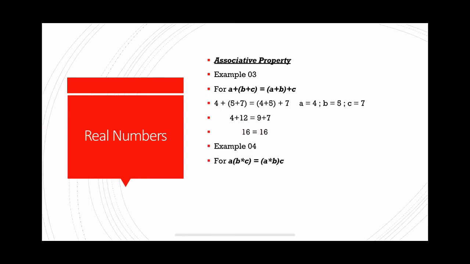For example number 4, we have negative 4 multiplied by (3 times 6) is equal to (negative 4 multiplied by 3) times 6, where a is equal to negative 4, b is equal to 3, and c is equal to 6. So therefore negative 4 multiplied by 3 times 6 is equal to negative 72, which is equal to negative 4 times 3, which is negative 12, multiplied by 6. Therefore, the answer is negative 72 is equal to negative 72. So that is for the associative property.